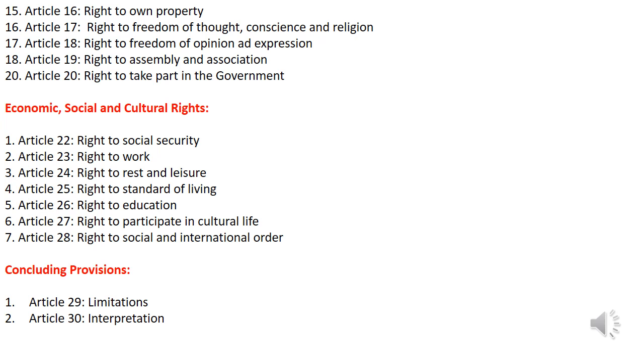What is social security? Everyone, because he is a member of society, has the right to social security and is entitled to realization through national effort and international cooperation and in accordance with the organization and resources of each state.